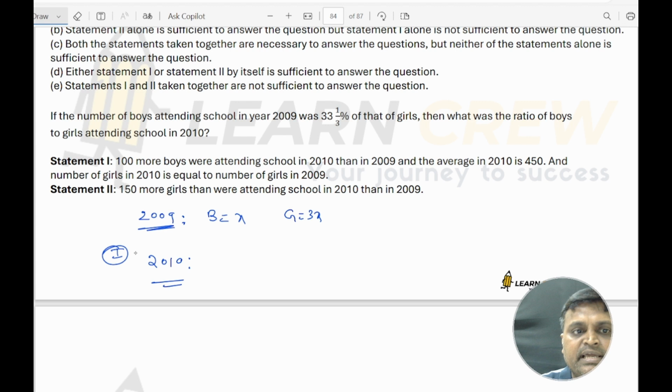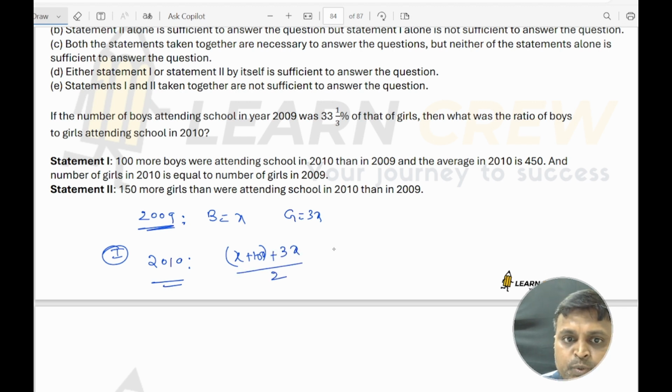Now statement 1, what is given? 100 more boys were attending the school in 2010. So boys in 2010 are x plus 100, and the average in 2010 will be 450. So if you see here, x plus 100 will be the total number of boys, because 100 more students have joined, and girls should be 3x only.